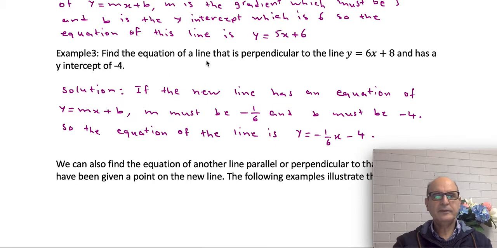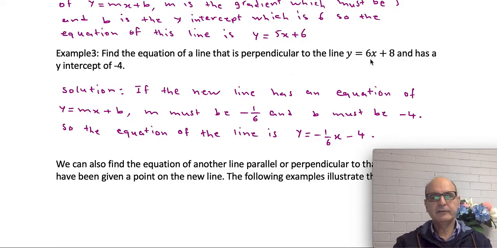Find the equation of a line that's perpendicular to the line y equals 6x plus 8 and has a y-intercept of minus 4. We know that if two lines are perpendicular, the gradient is the negative reciprocal. So the gradient of this is 6. If the new line is again y equals mx plus b, we need to find m and b.